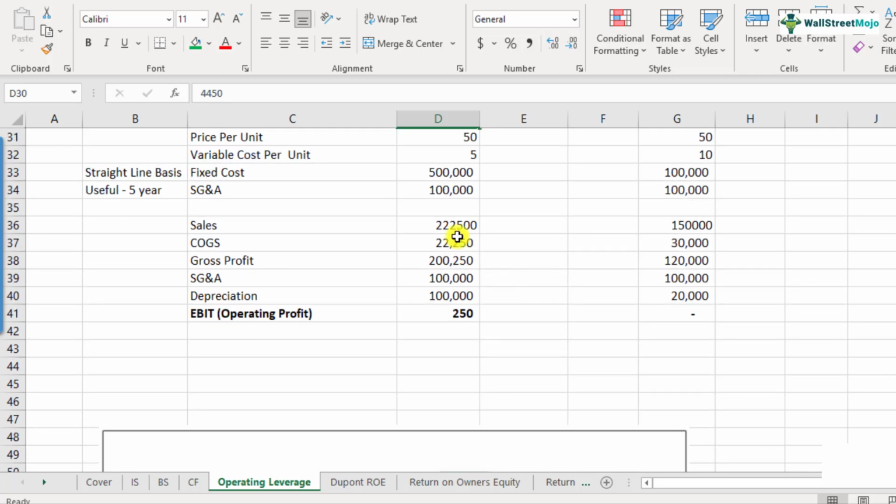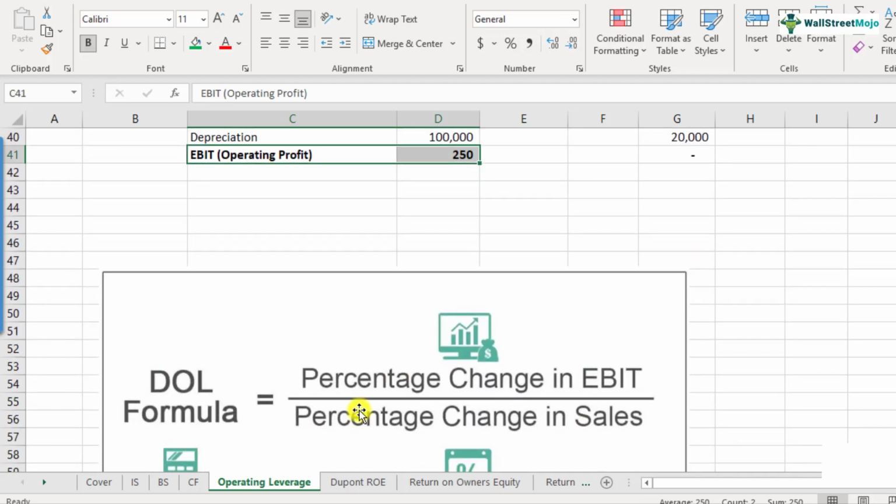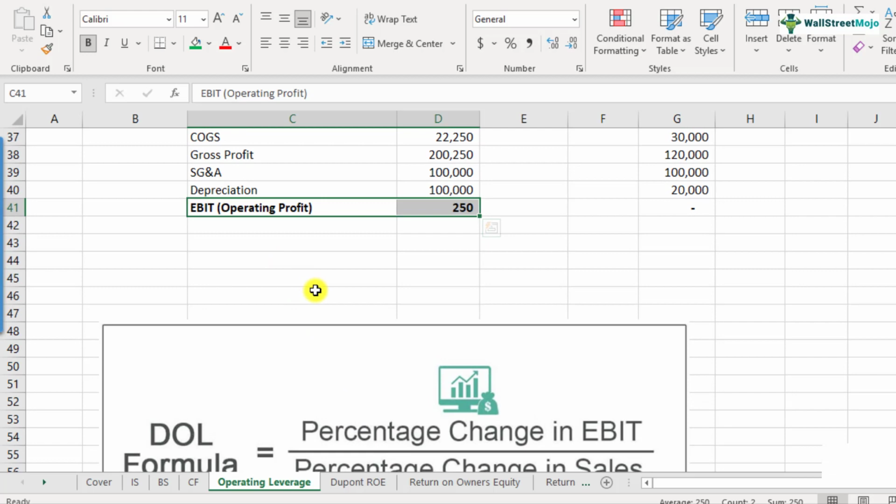So as we saw here, between sales and EBIT, this fixed cost has been taken care of by way of depreciation. That's what the sensitivity is all about. It tries to calculate the sensitivity of sales and it sees the sensitivity of EBIT and tries to find a ratio of the two. So that's termed as degree of operating leverage.